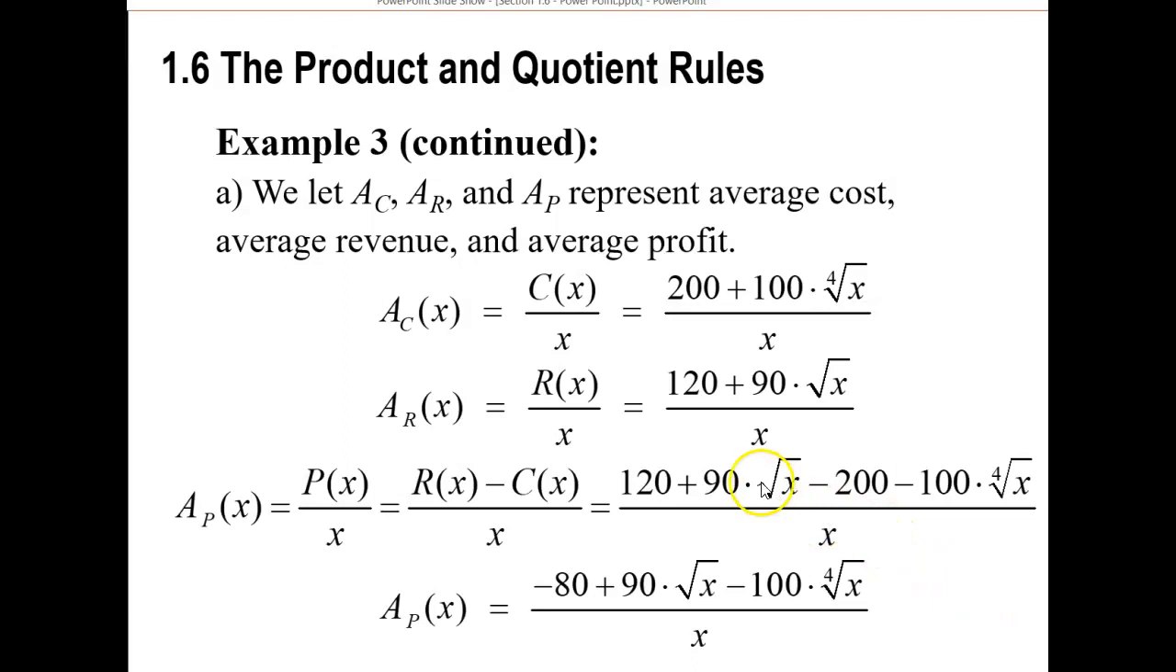And then there is a simplification here. The 120 minus the 200 is the negative 80, plus the 90 square root of X minus the 100 fourth root of X. So they just cleaned up a couple of the like terms for average profit. So that was part A, finding those functions.